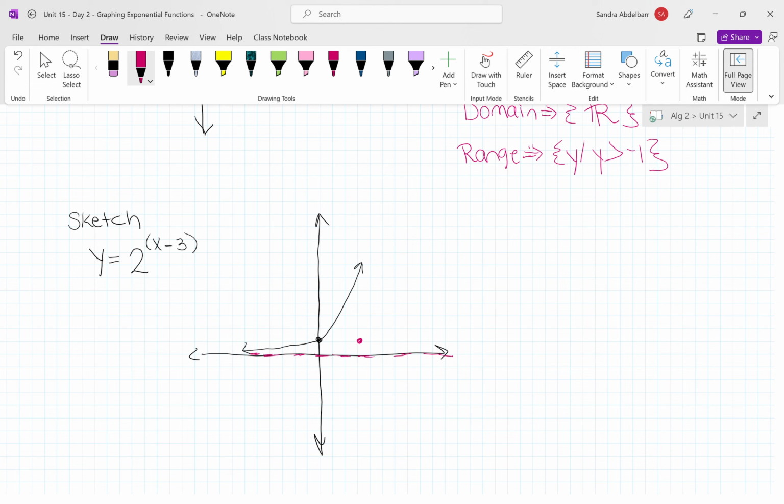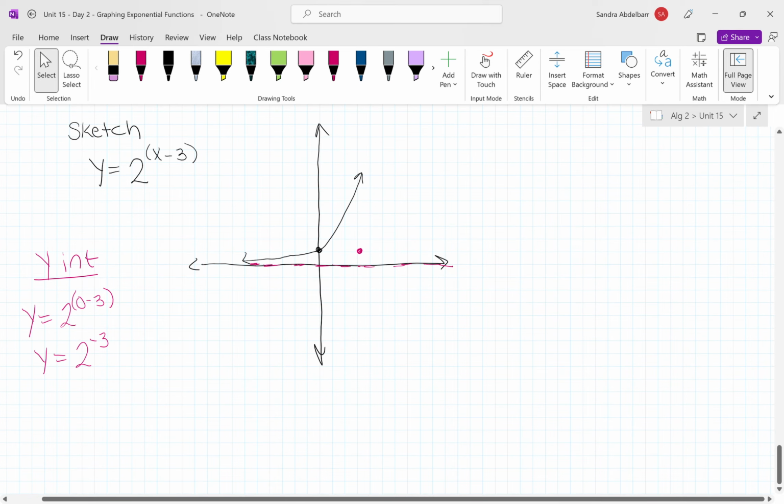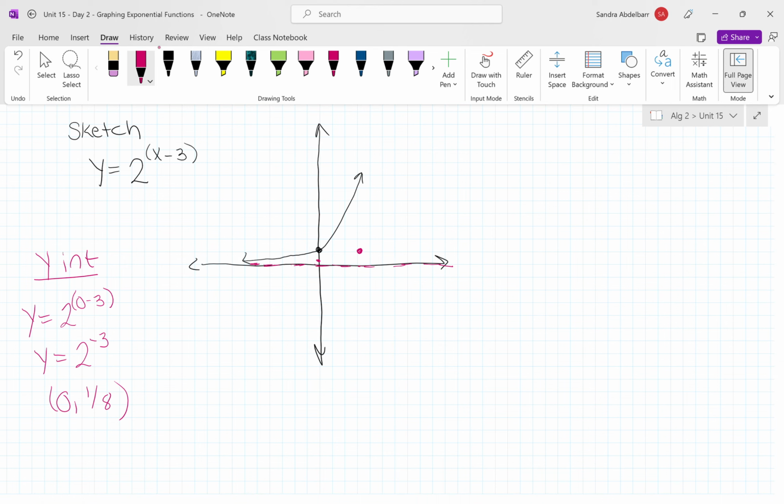Now, to be a little bit more accurate, I'm going to ask you to find the y-intercept. So the y-intercept is going to be y equals 2 to the 0 minus 3 power. So y equals 2 to the negative third power. What's 2 to the negative third power? You got it. So our y-intercept is (0, 1/8), which we know will be pretty close to the x-axis. So what is it looking like? We are looking like this, something like that. Y equals 2 raised to the x minus 3 power.